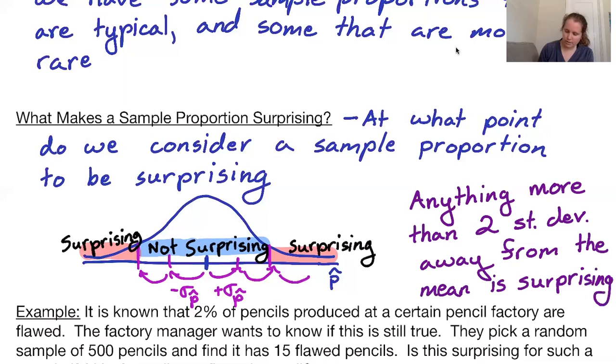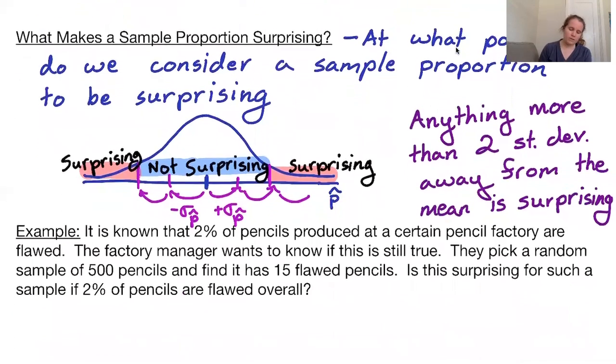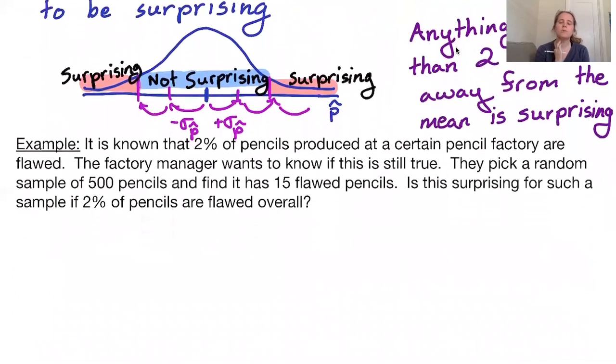So if we take a look at our example here, it is known that 2% of pencils produced at a certain pencil factory are flawed. The factory manager wants to know if this is still true. They pick a random sample of 500 pencils and find it has 15 flawed pencils. Is this surprising for such a sample if 2% of pencils are flawed overall?